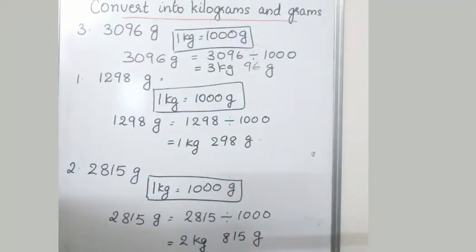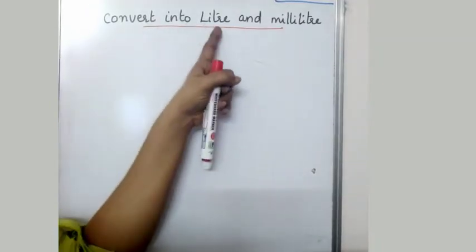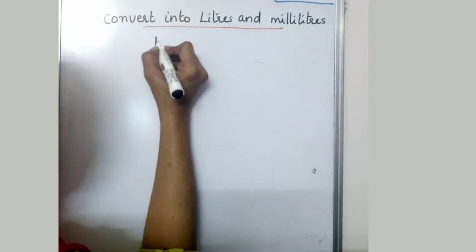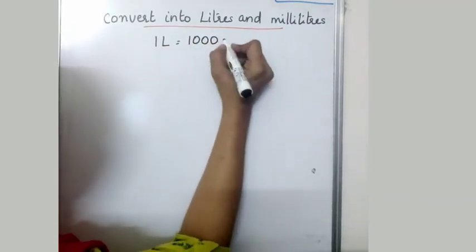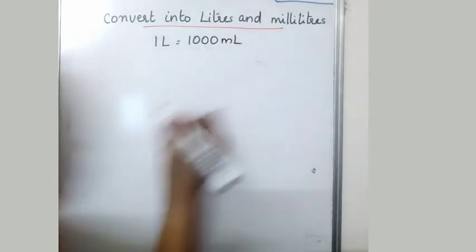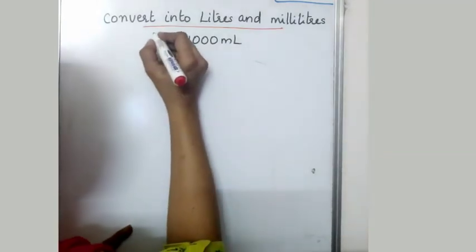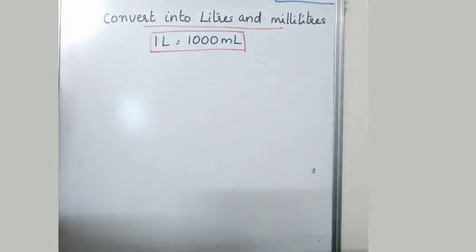Then look into the next question, how to convert into liter. Look here, convert into liters and milliliters. Here also the equation is 1 liter equal to 1000 milliliter. This equation you have to learn by heart. Put it in the box and study. Okay.